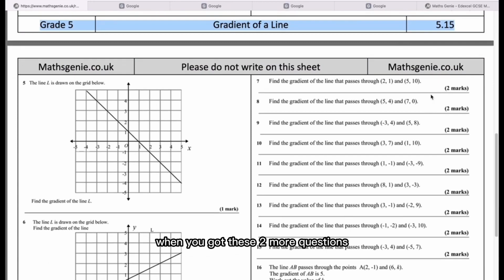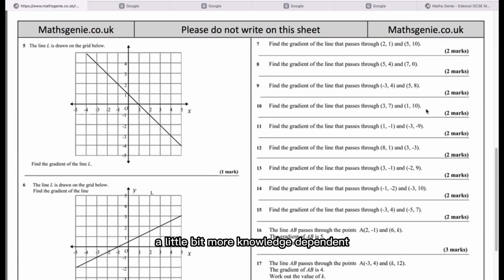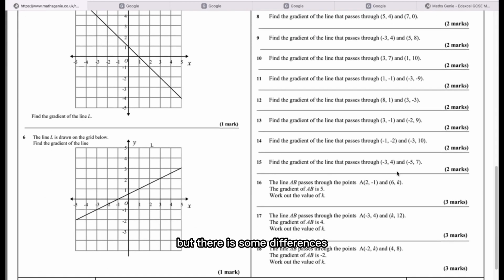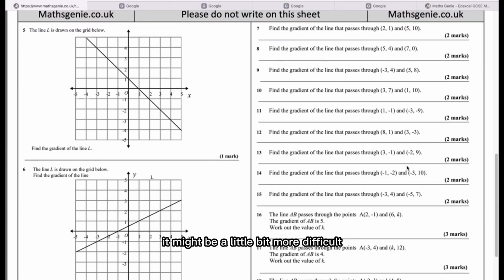When you get these 2 mark questions, they're a little bit more knowledge dependent, but there are some differences because you've got some negative numbers involved, and at the same time it might be a little bit more difficult to do the calculations. You might get answers which are fractions. That's why it's a 2 mark question.